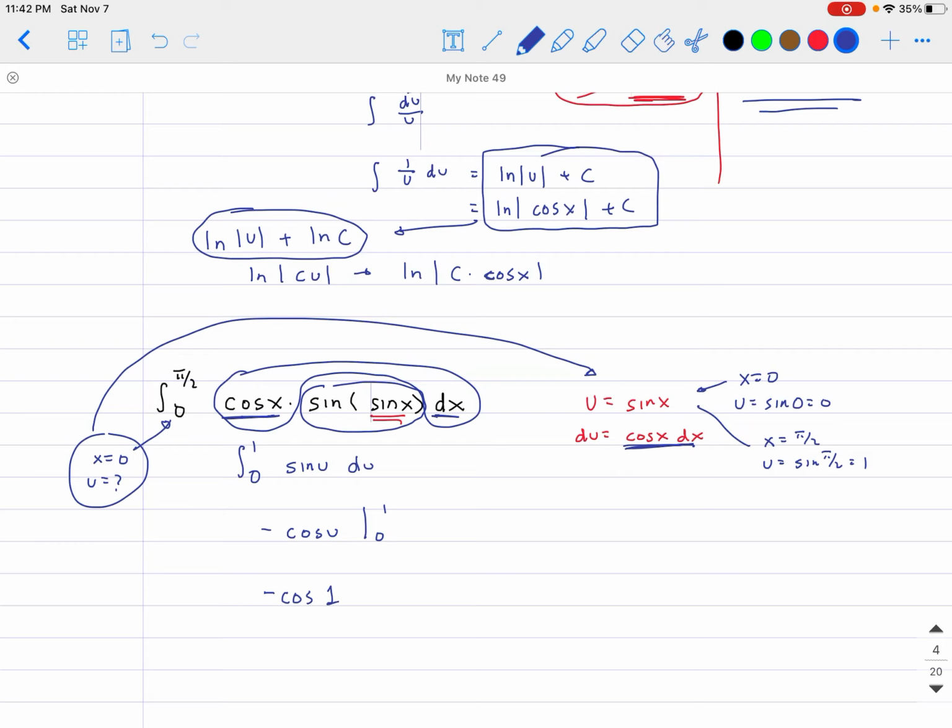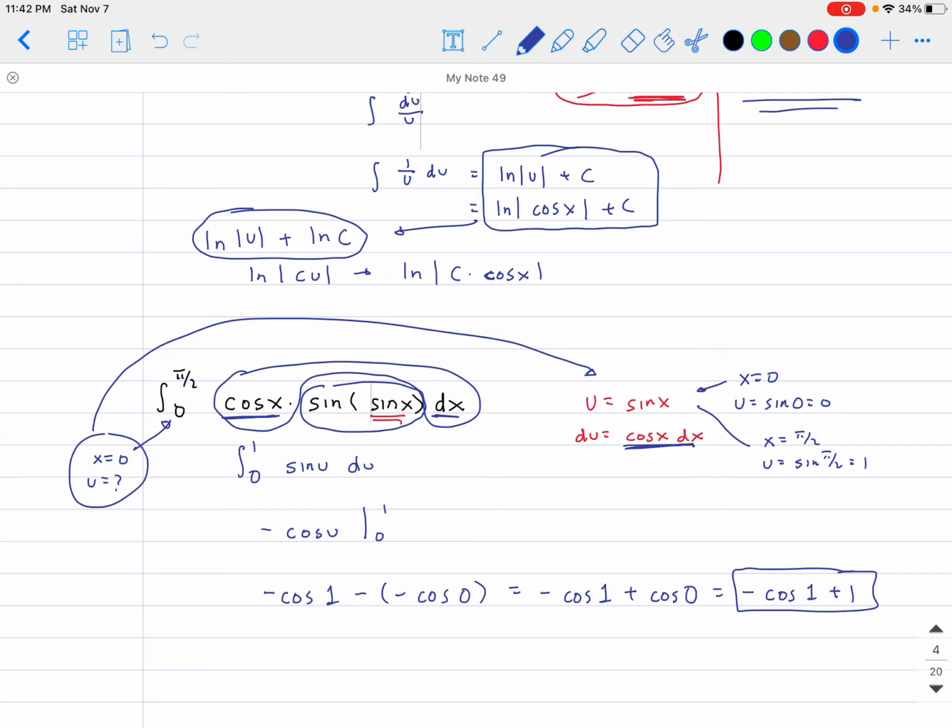So negative cosine of 1 minus negative cosine of 0. So that's going to give me negative cosine of 1 and then plus cosine of 0. And that comes out to be negative cosine of 1, which we don't know what the numerical value is because I don't have a calculator, and then plus 1. And that's going to be my answer then.